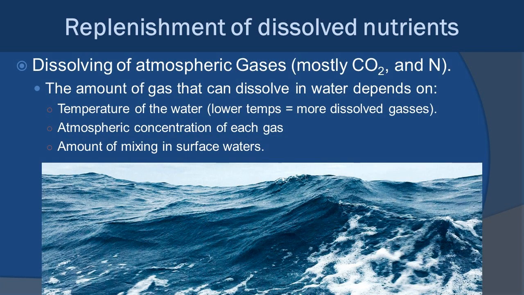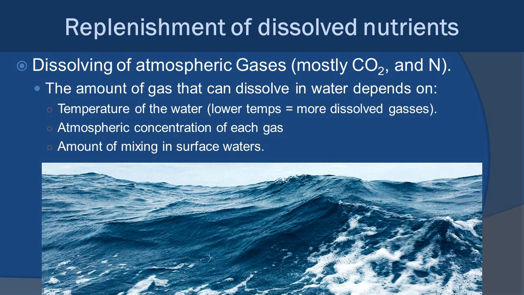We can also look at dissolved atmospheric gases like carbon dioxide and even nitrogen. Now, the amount of gas that can be dissolved into water depends on a few factors. First, temperature. The lower the temperature, the more dissolved gas can actually be held in the water. This is why a lot of times you'll see fishermen put ice in some of their bait buckets or cool them down to help hold more oxygen in the water.